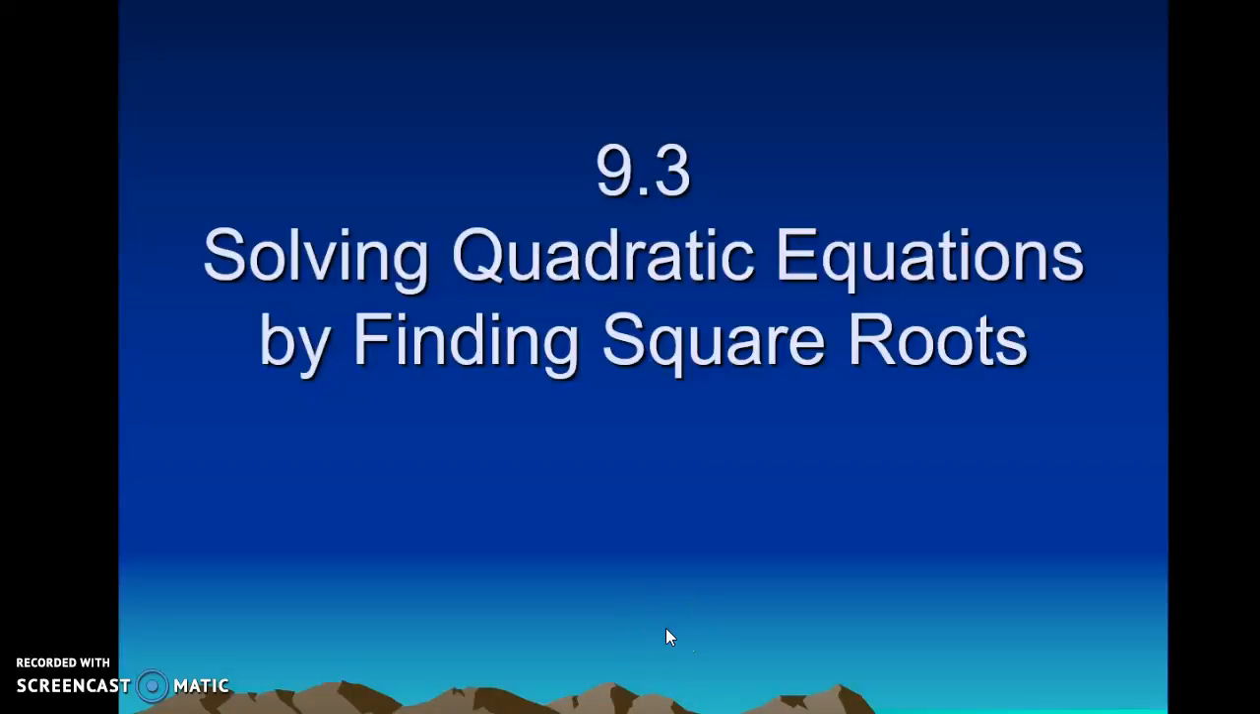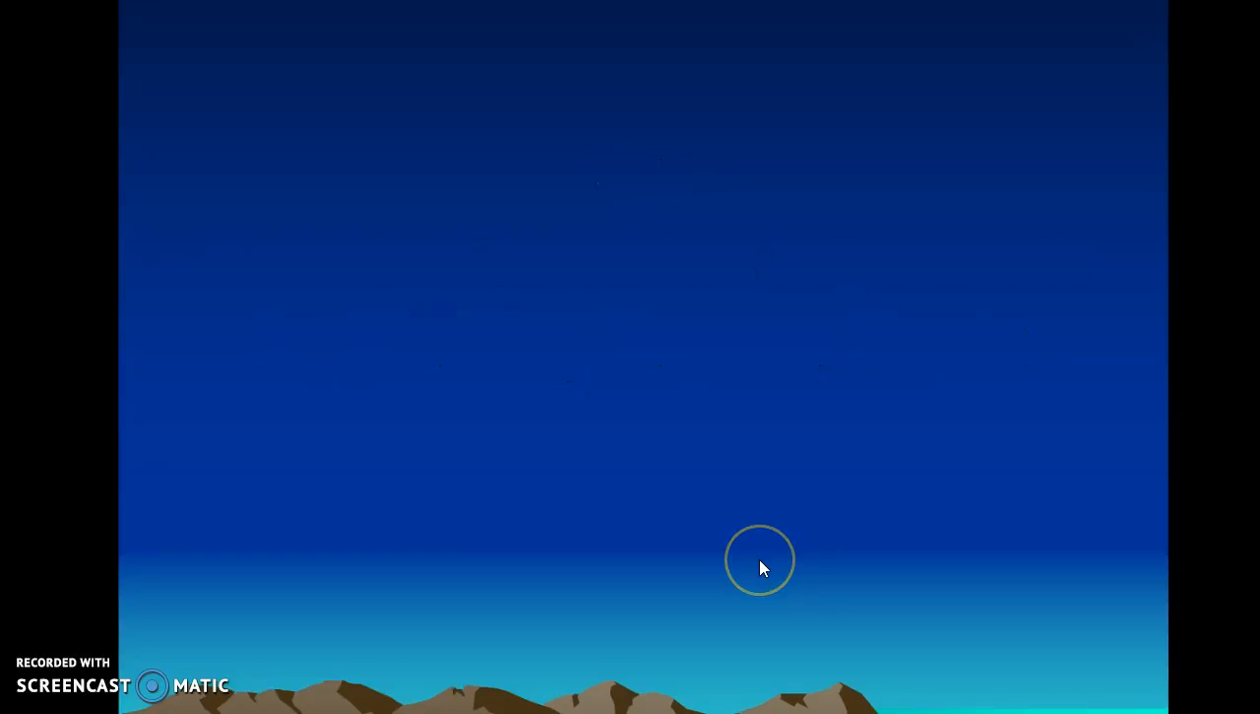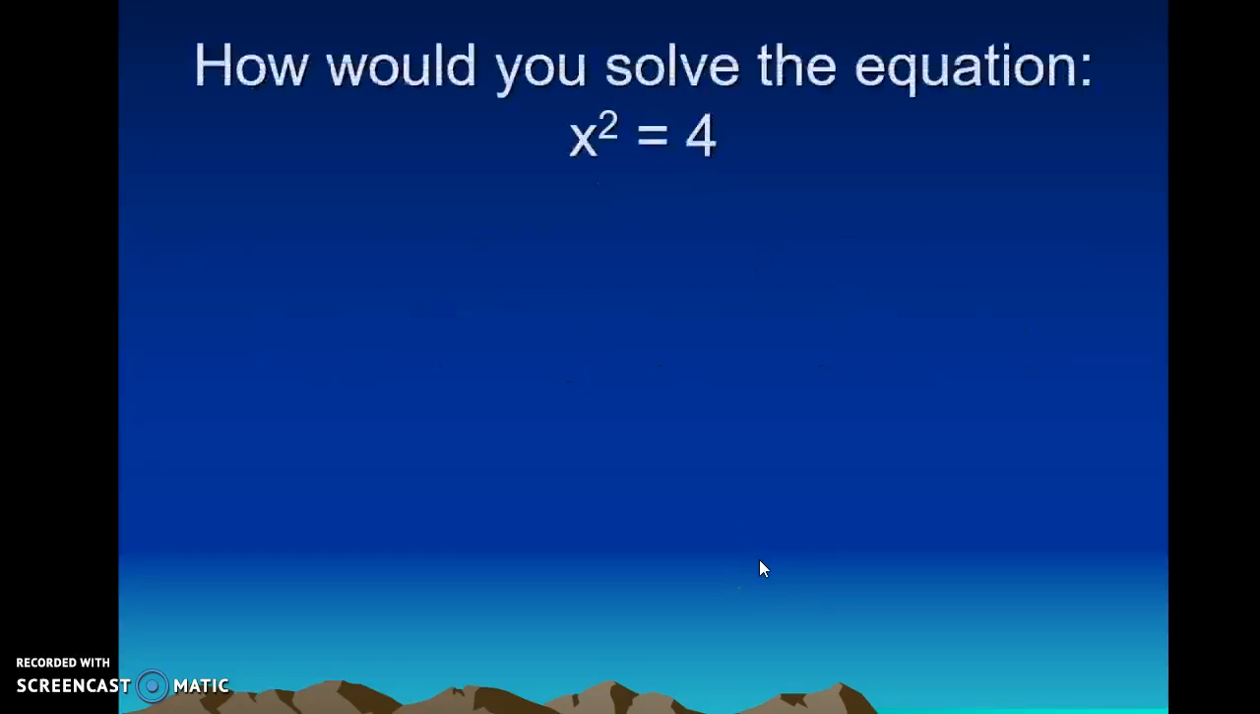In this lesson, we're going to look at solving quadratic equations by finding square roots. And so here we have just a basic equation, x squared equals 4. The great thing about using the square root method is it's a little bit easier, and it's like solving just a regular equation. So we're basically just going to do inverse operations. To cancel out the x squared, all we're going to do is do the inverse operation, which would be taking the square root.